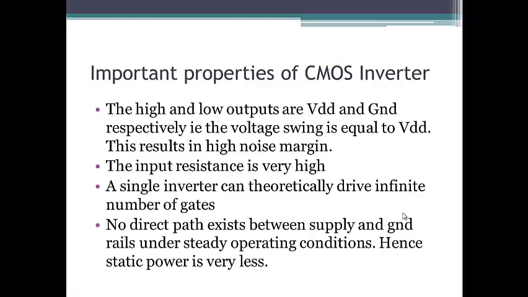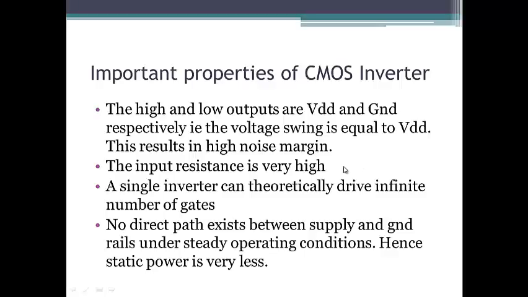Let us finish with this last slide. Here are some important features of the CMOS inverter. We have many logic families, and the CMOS inverter is special, with some important properties. The high output will be equal to VDD and the low output will be equal to ground. So the voltage swing will be VDD minus 0, which is nothing but VDD. This results in a high noise margin. Noise immunity will be more. The high and low outputs are exactly equal to VDD and 0 volts. This is a good feature of the CMOS inverter.